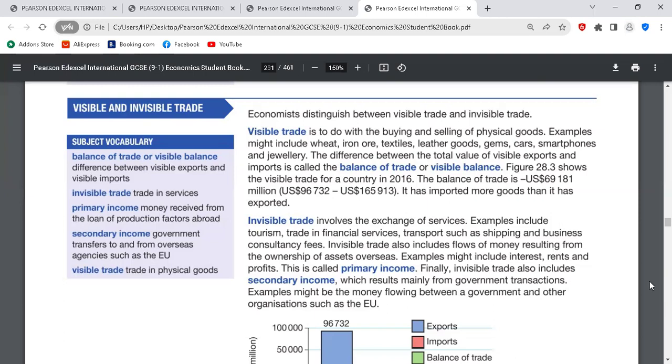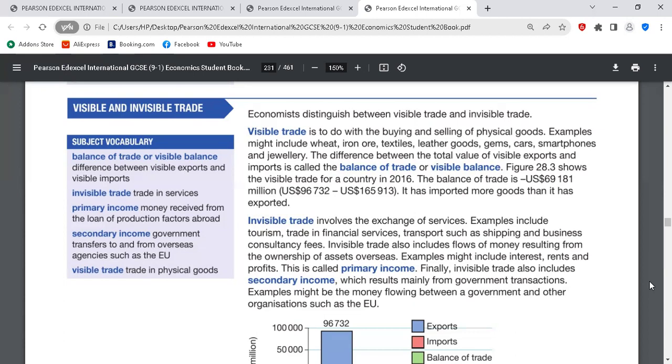Examples might include interest, rents, and profits. So whatever assets you have abroad, maybe you have homes abroad, you will receive interest from the home you have abroad. So the interest you receive becomes a flow of income. These are primary income. Do you get it? Whatever you receive in terms of assets abroad are primary income. But whatever you receive that does not involve any transaction, we call it secondary income. Do you understand the difference between primary income and secondary now?